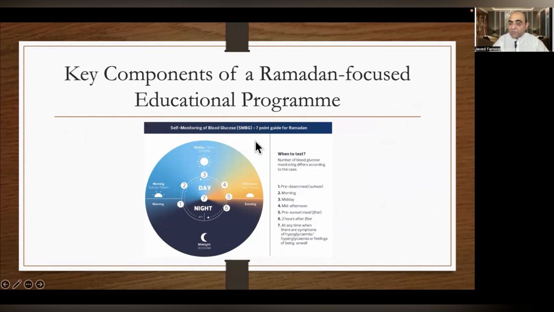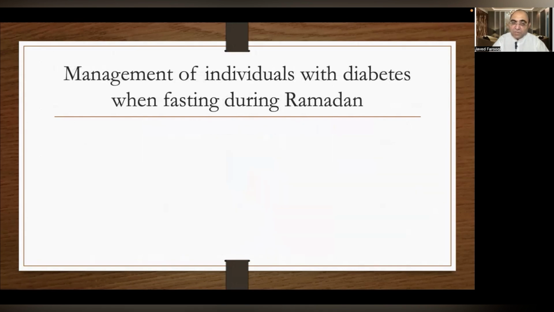The self-monitoring of blood glucose. When to test, the number of blood glucose monitoring differs according to the case, and it may be the pre-dawn meal, that is pre-suhoor, then the morning, then the midday, then the mid-afternoon, then the pre-iftar, then 2 hours after iftar, at any time in between. From these, you ask the patient how to do the self-monitoring of blood glucose.